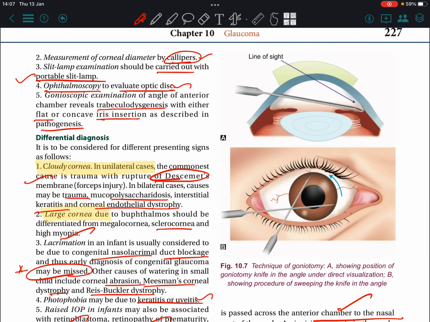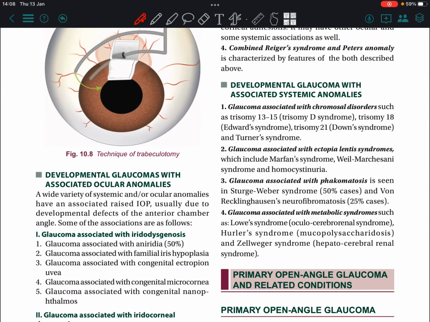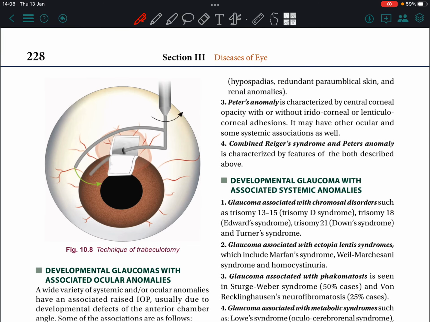Technique of goniotomy, line of sight. A showing position of goniotomy knife in the angle under direct visualization. B showing process of sweeping the knife in the angle. Techniques of trabeculotomy.